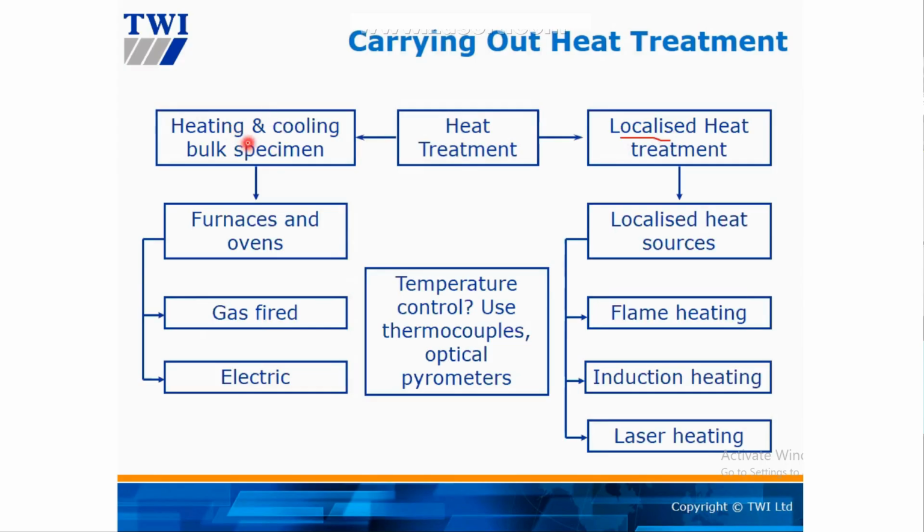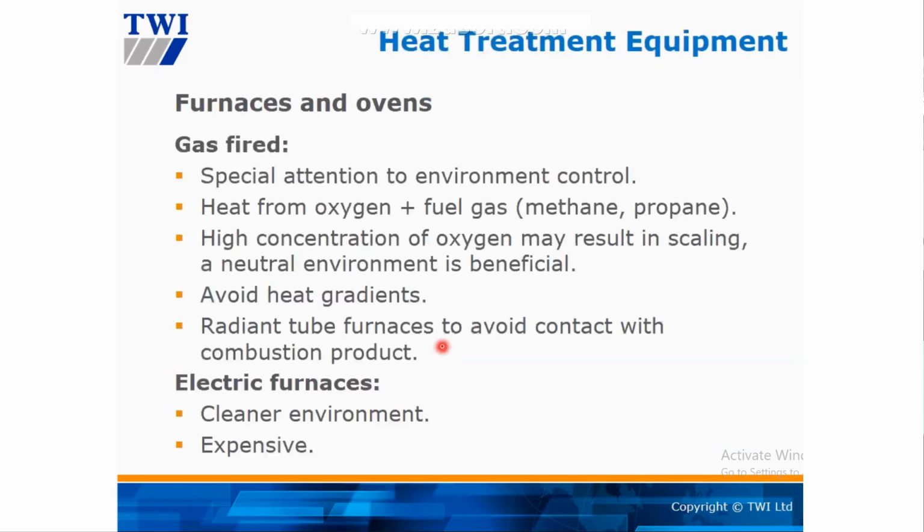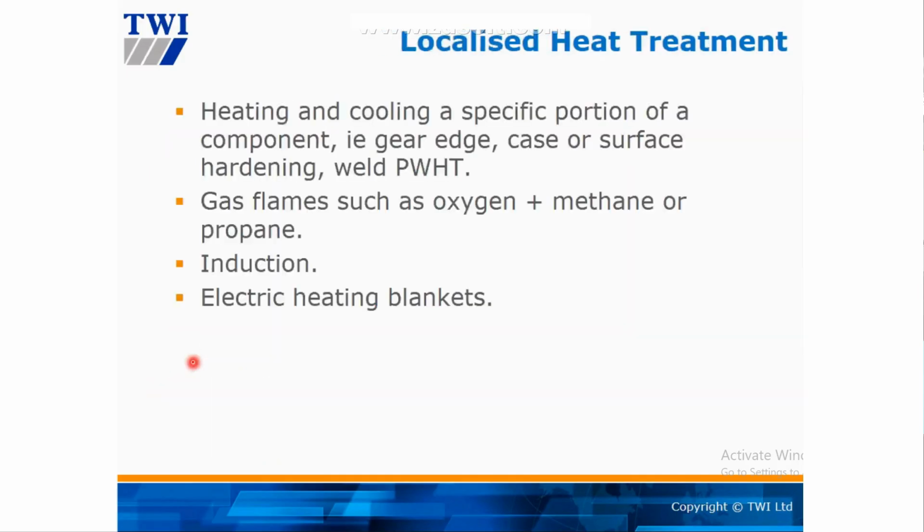Like a small specimen, they can use furnace, gas fire, electric. Localized can use a localized heat source, using flame, induction, or laser heating, and to control the temperature use thermocouple, optical parameters. So here they talk about furnace and oven. We can use gas fire, electric furnace.